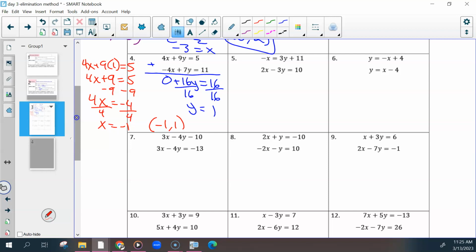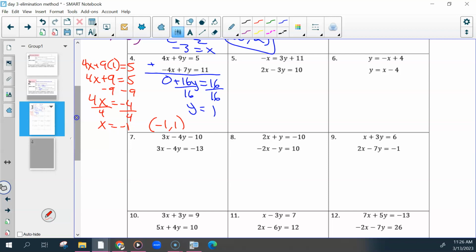Let's do 5. Are the equations for 5 lined up? The equals aren't in the same place. So then you have a choice. You can either rearrange the top so that it matches the bottom, or rearrange the bottom so it matches the top. Which would we prefer? Bottom to match the top, or top to match the bottom?